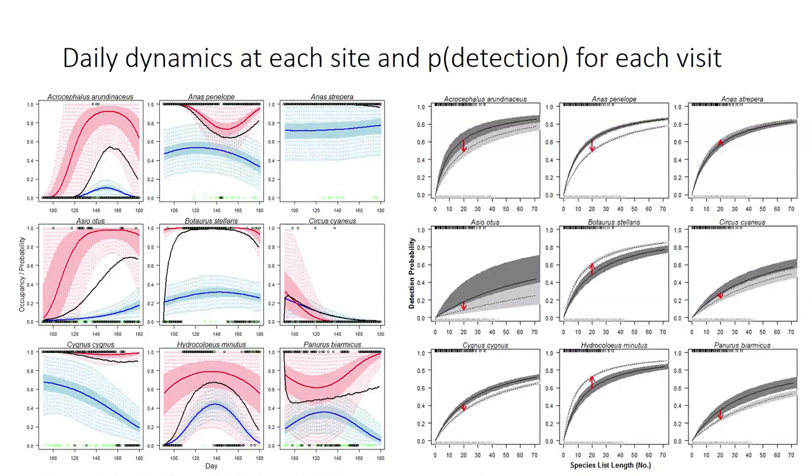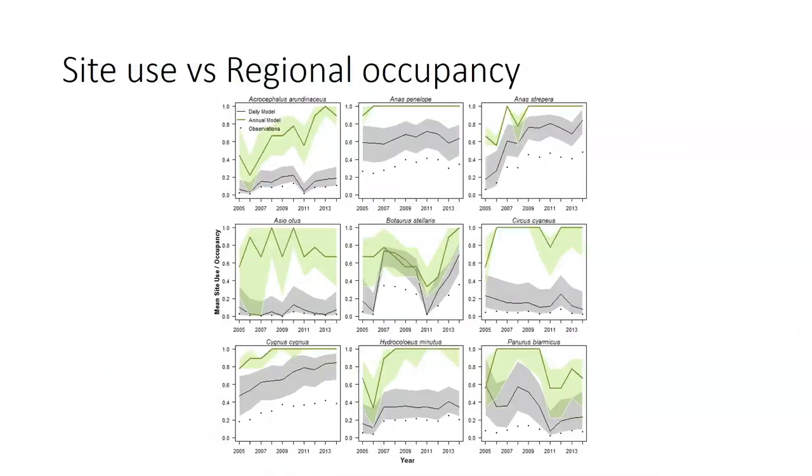Parallel to that, the occupancy model is also able to separate the probability of detection, and the main predictor of that would be the species list length, so the number of other species that were observed in that particular visit. And we use a saturation model, slightly different to some other approaches. And this is where the story starts to get interesting.